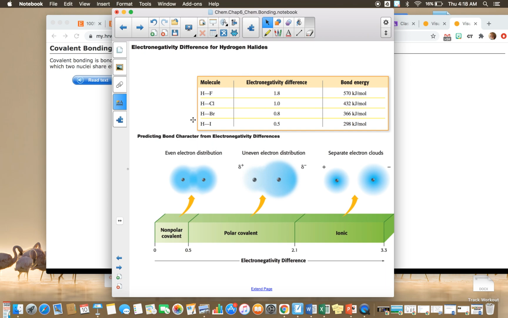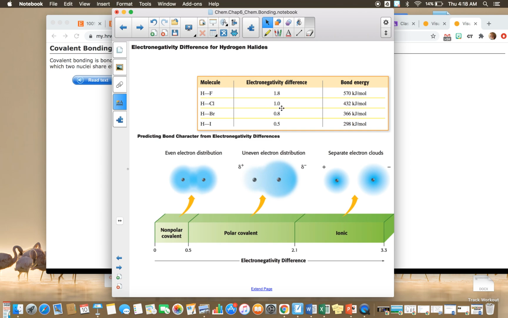All right, let's take a look at the electronegativity differences of hydrogen halides here. So hydrogen and fluorine, if you subtract the two, I know fluorine off the top of my head is 4 and hydrogen's 2.1. How did they get 1.8? It should be 1.9. Anyways, when you subtract the two, you get a difference of 1.8. So on the scale, what type of bond would this form? Well, I hope you said polar covalent, right? 1.8 is about right here.